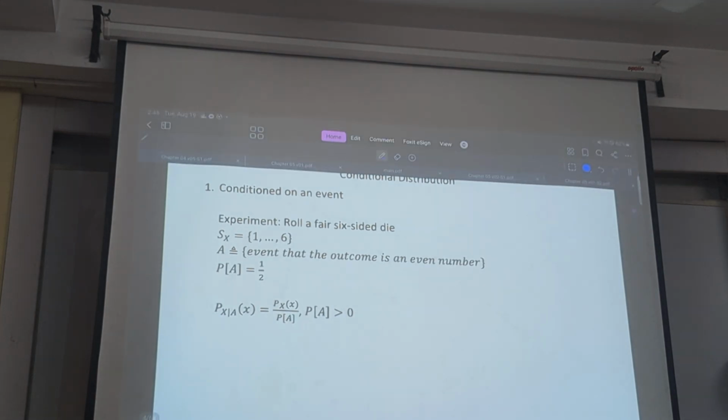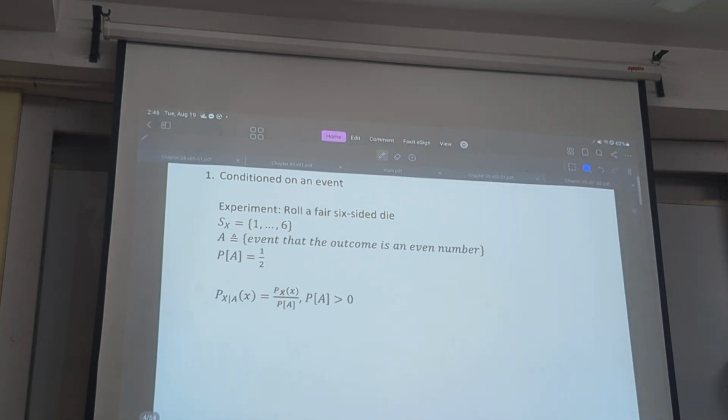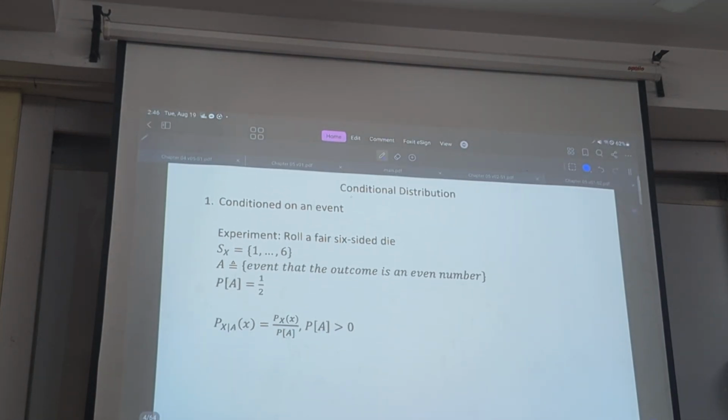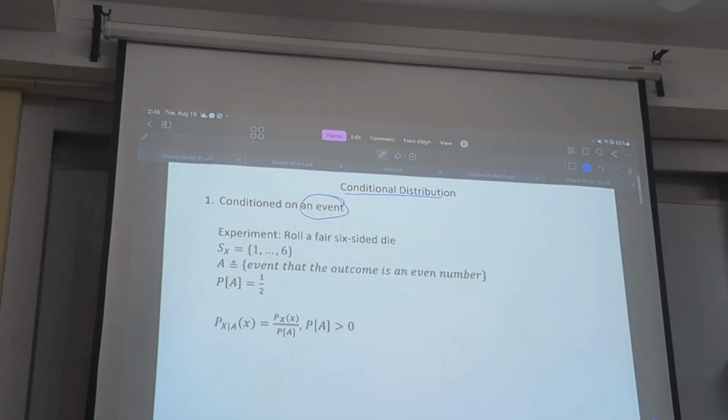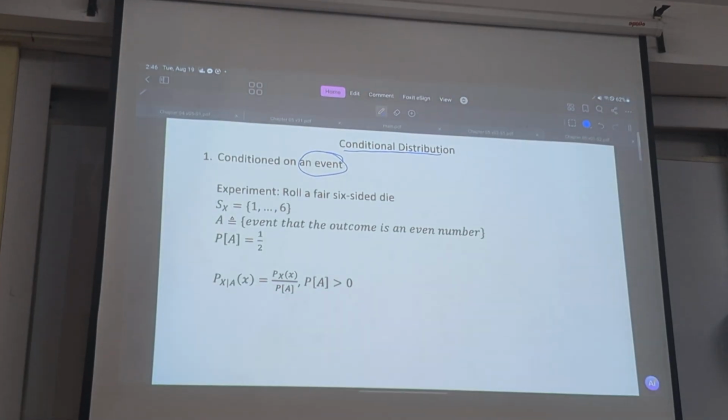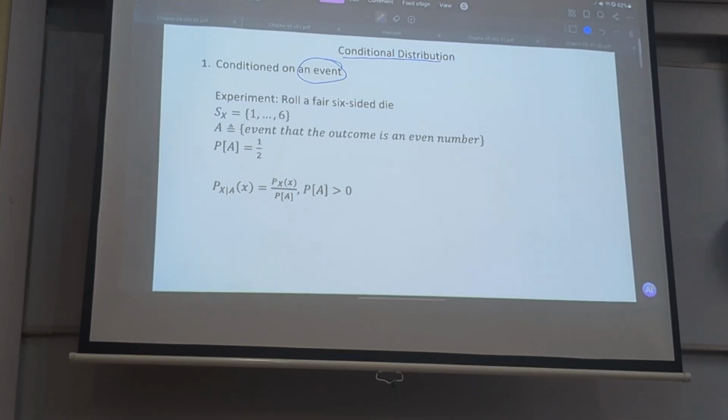Now, any questions? First, we want to see the conditional distribution when it is conditioned on an event. We will consider a very simple example. Very simple example, right?